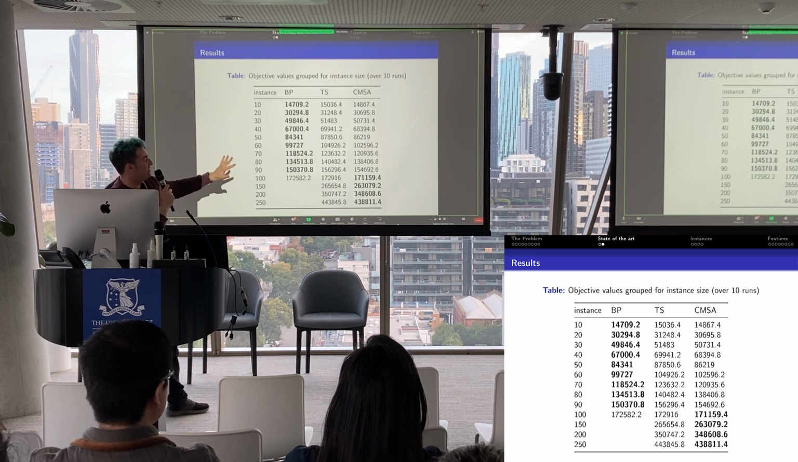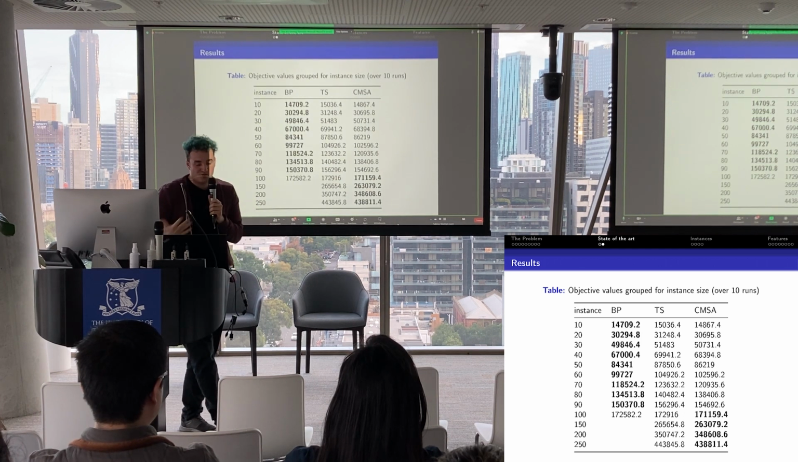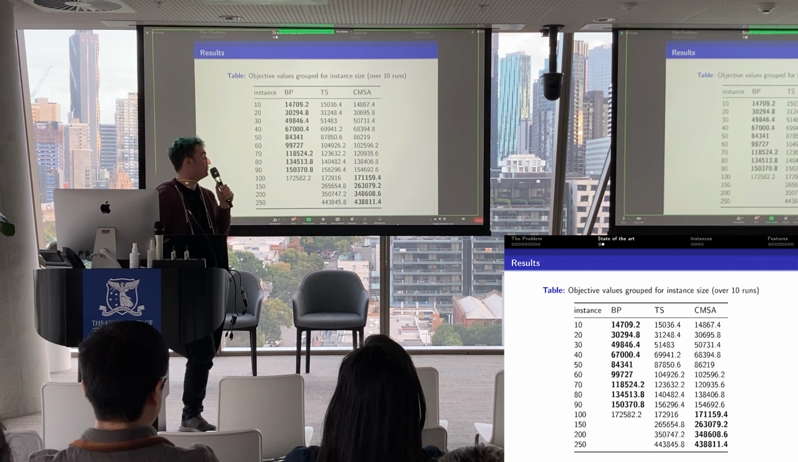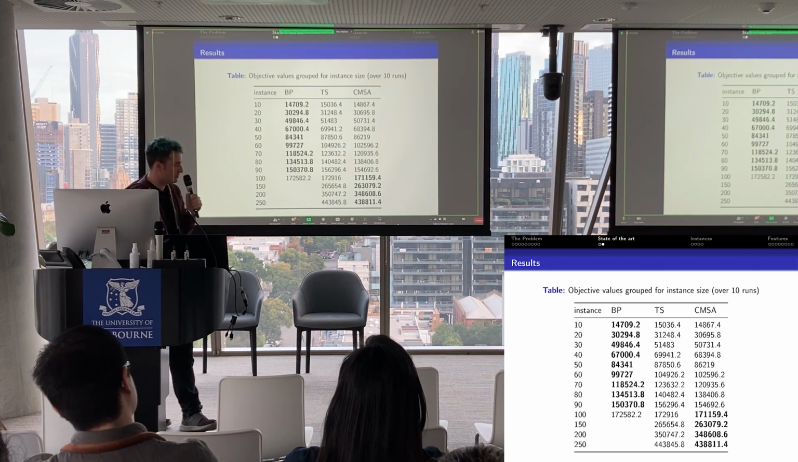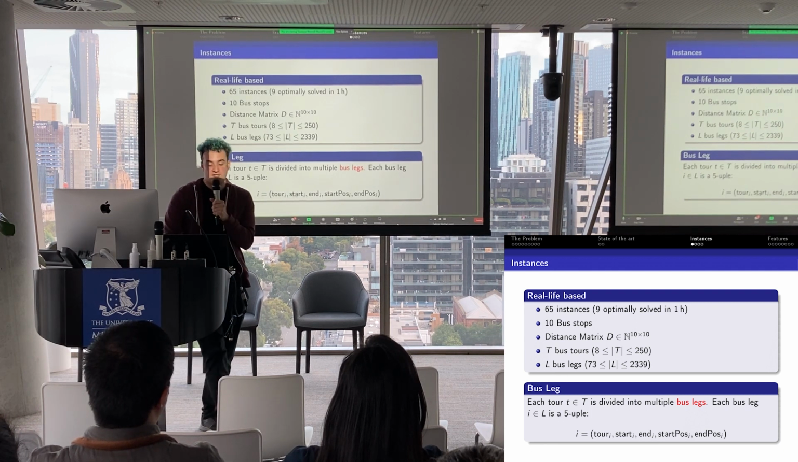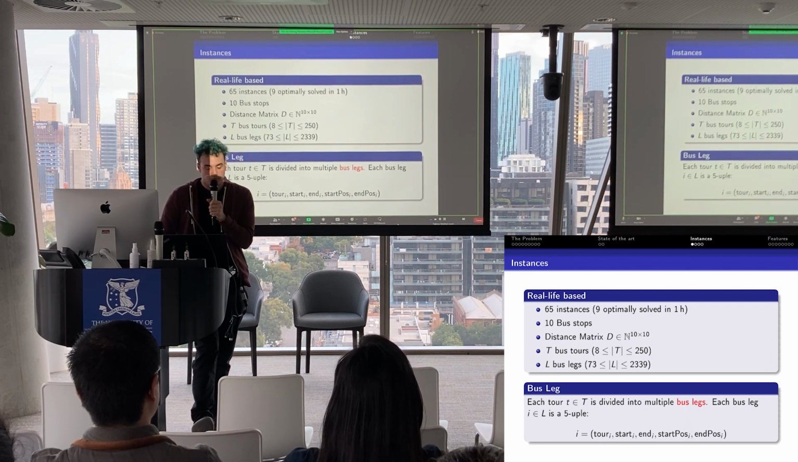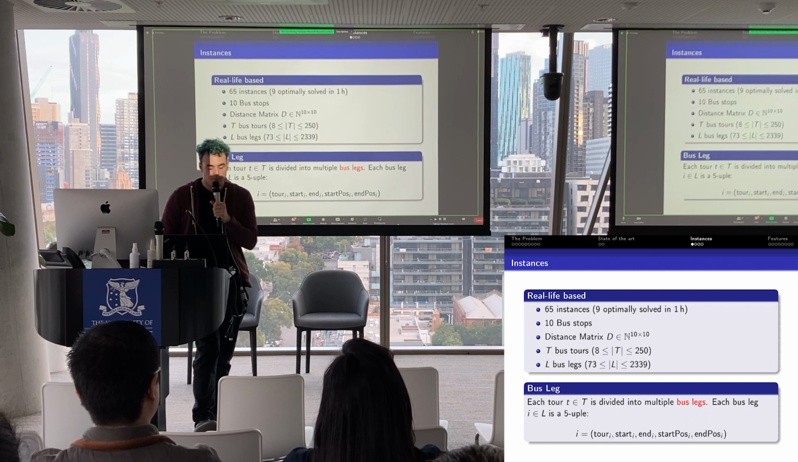And yeah, this is what we see so far with the current 65 instances. But I'm here also to explore what the characteristics of the instances are, and how we can generate more, more diverse instances. So I have to say something about the instances. We have, as we said, 65. 9 of them we can optimally solve in 1 hour, and the other 56 we can't.